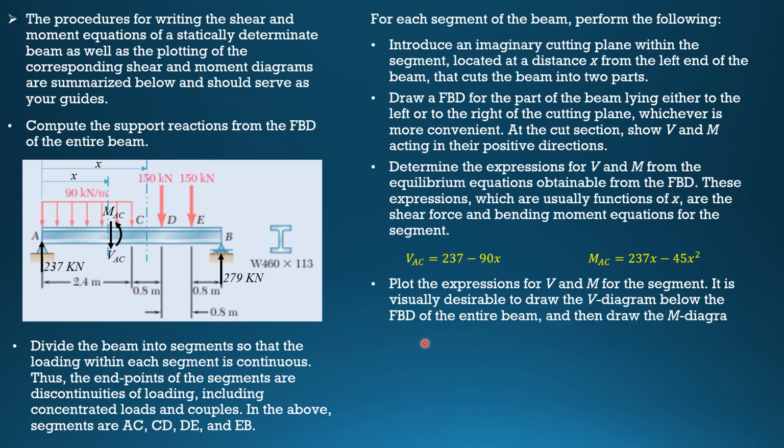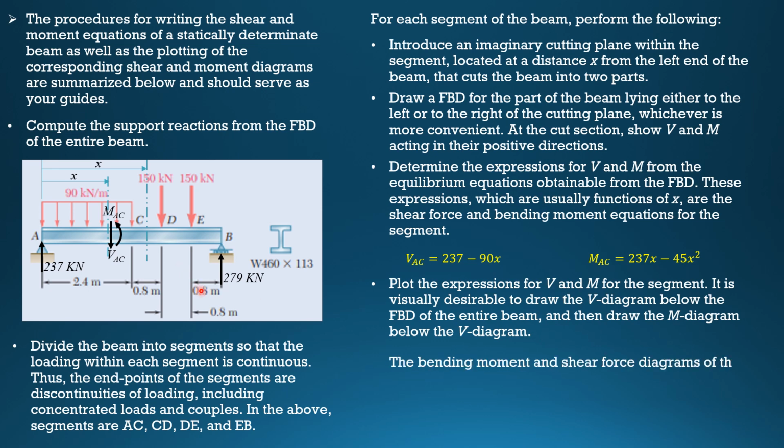So plot the expressions for shear and moment for the segment. It is visually desirable to draw the shear diagram below the free body diagram of the entire beam, which I do in this example. Of course, we will do that even in the books. That's the proper way so that later we can show the relations among the load on the beam, the shear, and the bending moment. And then draw the moment diagram below the shear diagram.